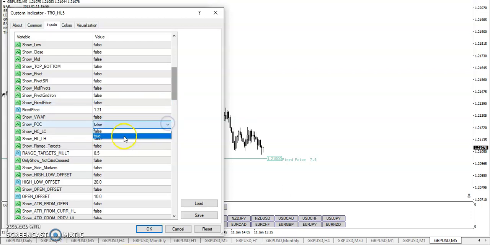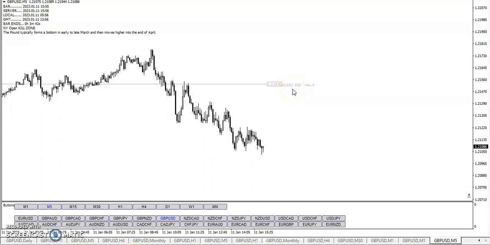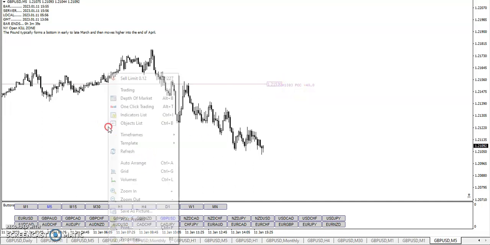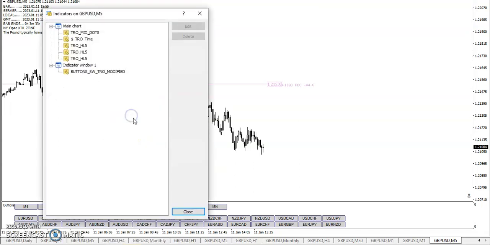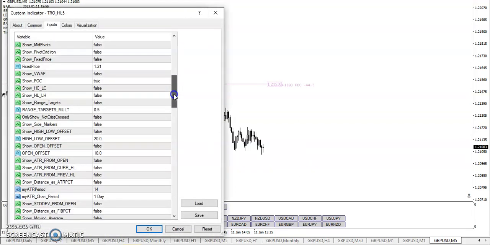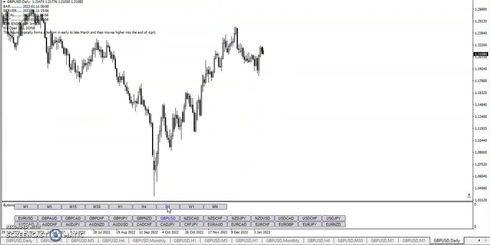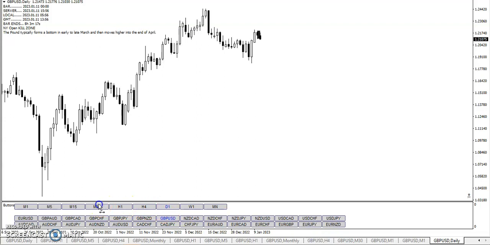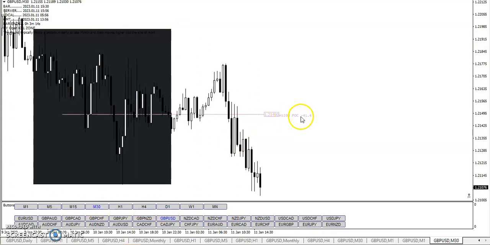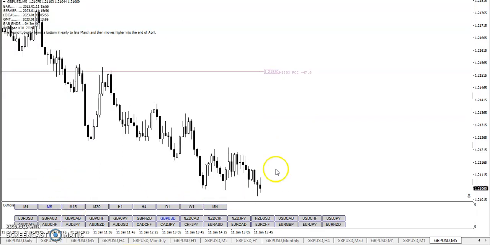Now if you want to know where the point of control is, you can turn that one on. And there's our point of control right there. So at the moment, it looks like the sellers are winning that battle. And that's for H1, of course. And that's what we have the chart set to. So that didn't appear on the daily. But we moved down to M30, M15, M5.